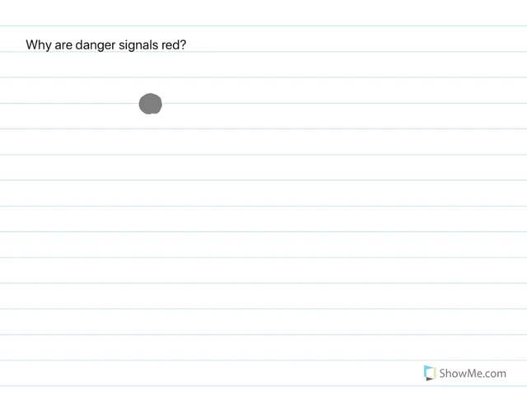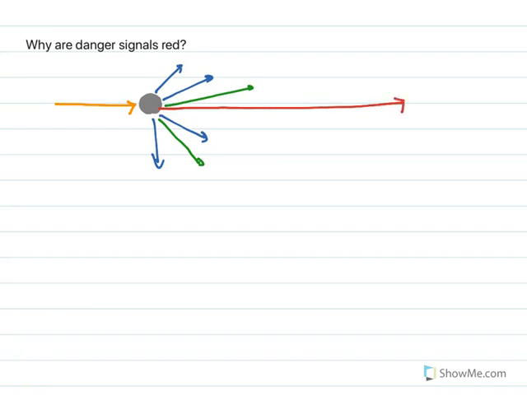Next, why are danger signals red? That's because of uneven scattering. So when light falls on a particle, if the particle size is small, we find that there is scattering. But when there is scattering, the blue light gets scattered maximum, the green light gets scattered a little less. However, it is the red light that scatters the least. So it travels the largest and the longest distance. So danger signals are red, so they can be seen from a very far point.